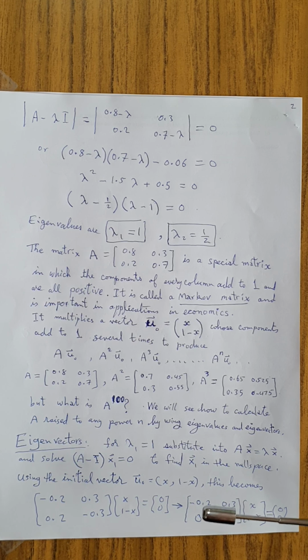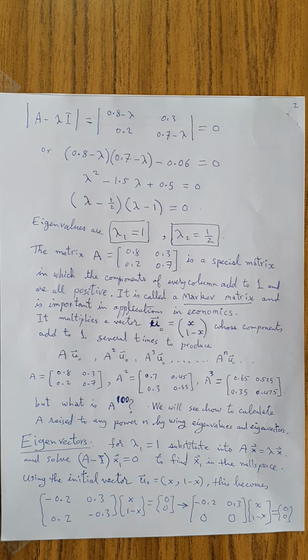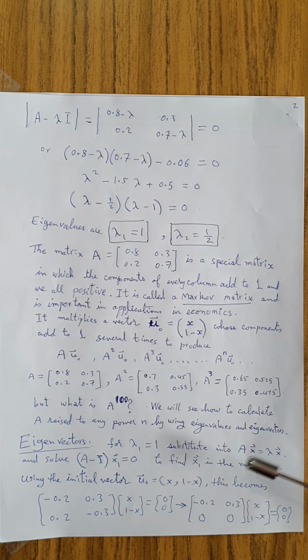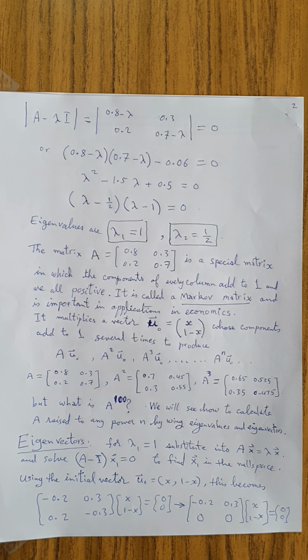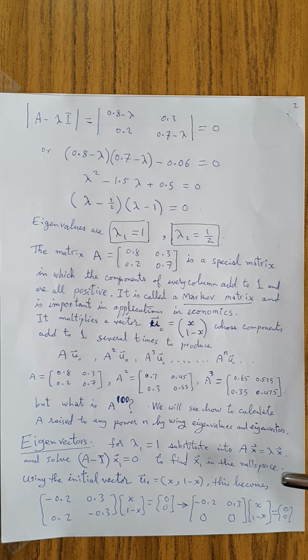Now, using the initial vector U0, x1 minus x, this becomes minus 0.2 and 0.2 in the first column, 0.3 and minus 0.3 in the second column, as we subtract lambda 1 equals 1 along the diagonal. So using Gaussian elimination, we get a row of zeros because row 2 is the same as minus row 1. Just adding, we get 0 and 0.